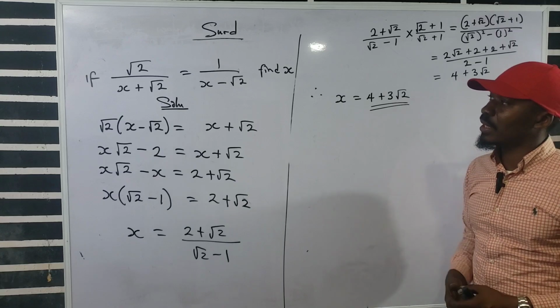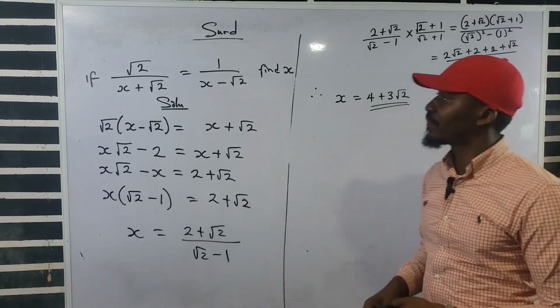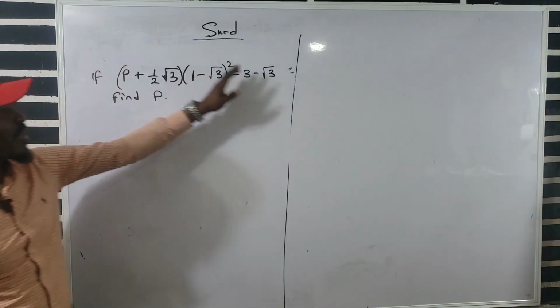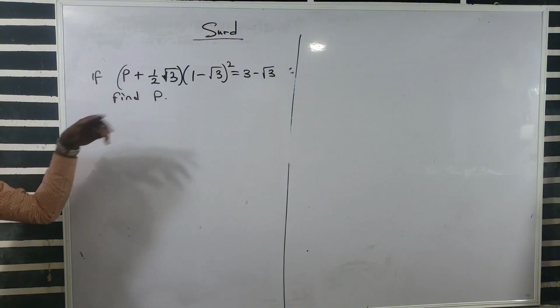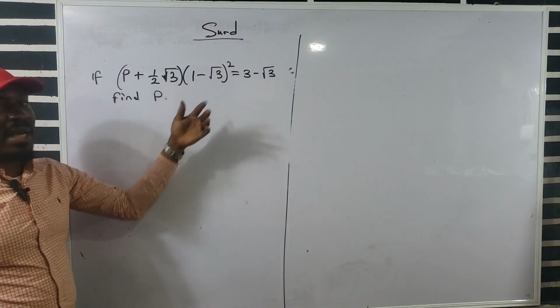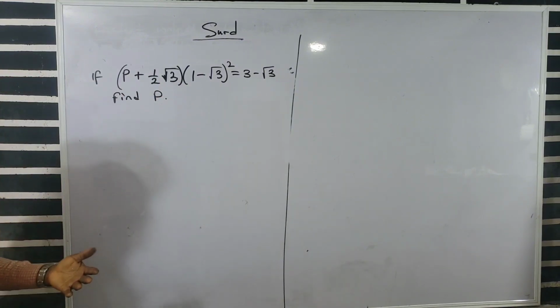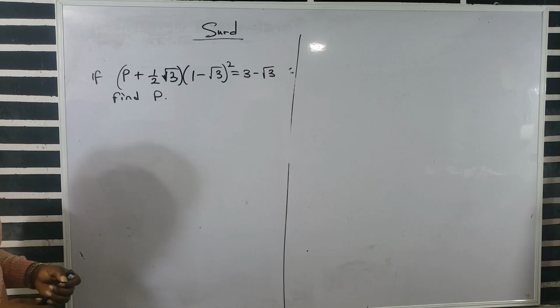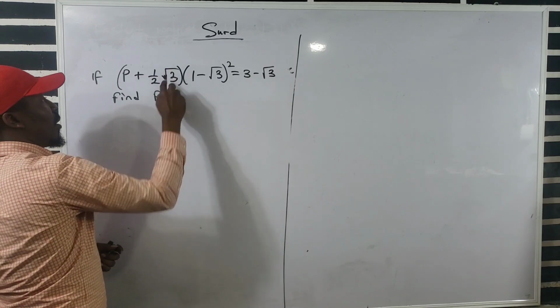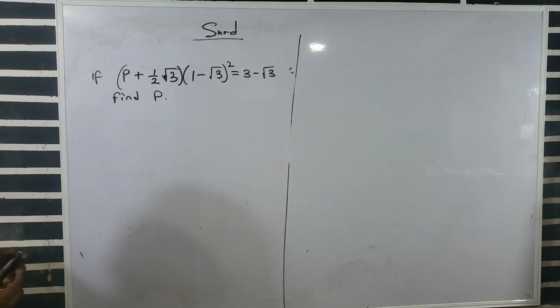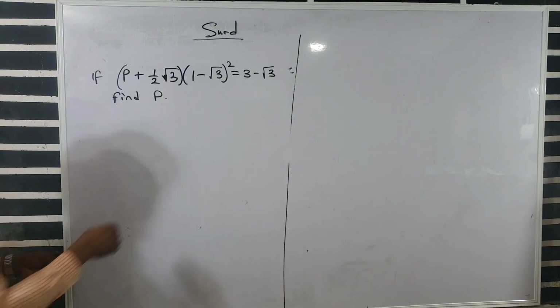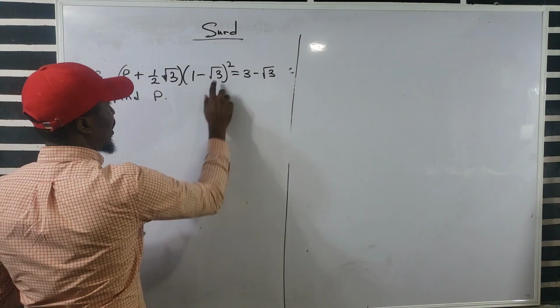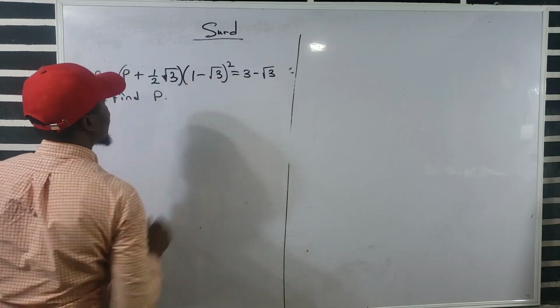Okay, let us solve another example. You can see the equation given to us, and we are asked to find p. All we need to do is carry out all the necessary mathematical operations, equate the two sides of the equation, then solve for p. So we have 1 minus root 3 squared. I think that's where we are going to start from.